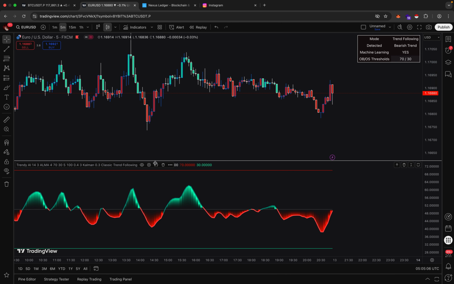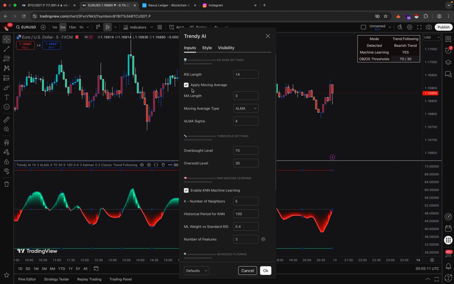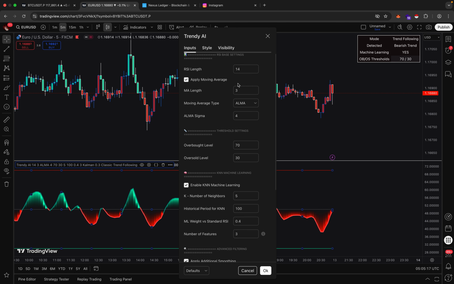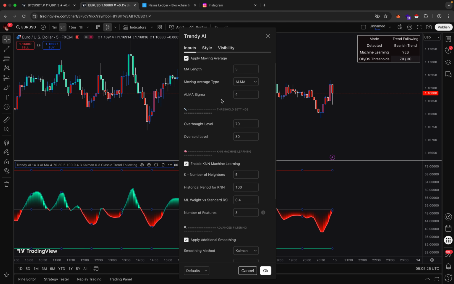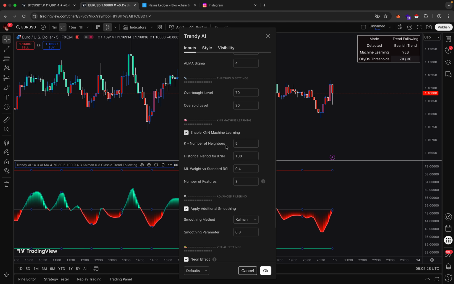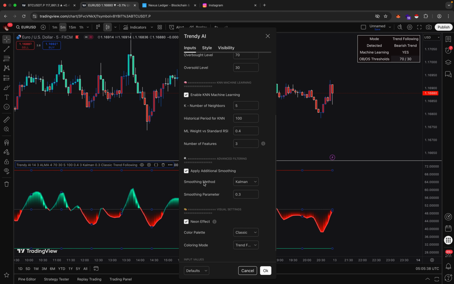The client also demanded some extensive settings for this. For example, you can change the RSI length. If you increase it, it can make it more robust and less sensitive, so it will catch the signals a little bit late, but they will be more confirmed. You can also enable KNN machine learning, and the higher the number of neighbors, the more accurate it will be, but the more time it will take to calculate, so it will be a little bit laggy. This is only a problem for Pinescript because the TradingView platform is a little bit limited. So that's the thing.